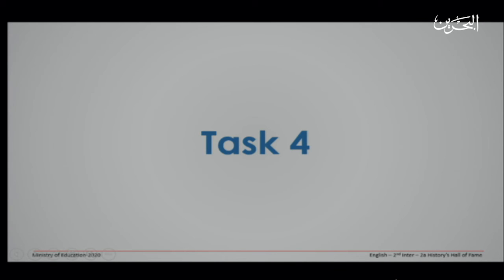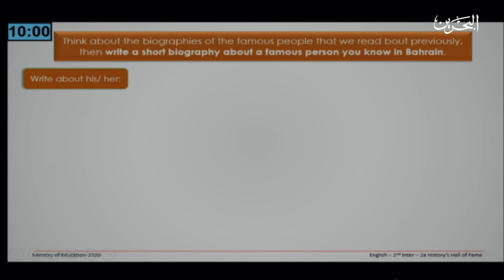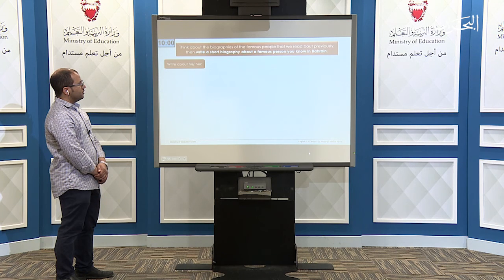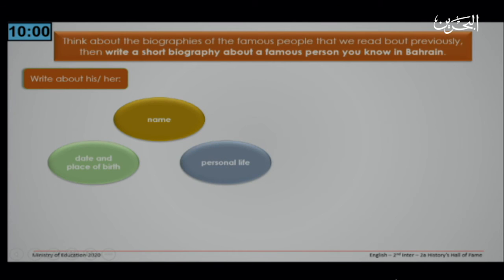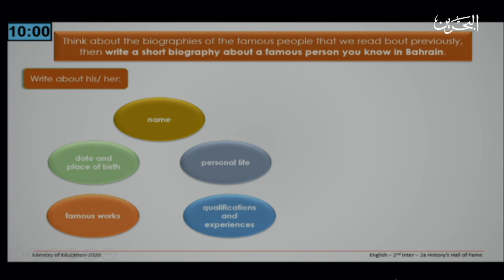Now we are ready for task four. Think about the biographies of the famous people that we read about previously. Then write a short biography about a famous person you know in Bahrain. You should include the following in your writing: the name of that person, his or her date and place of birth, his or her personal life, his or her qualifications and experiences, and his or her famous works.